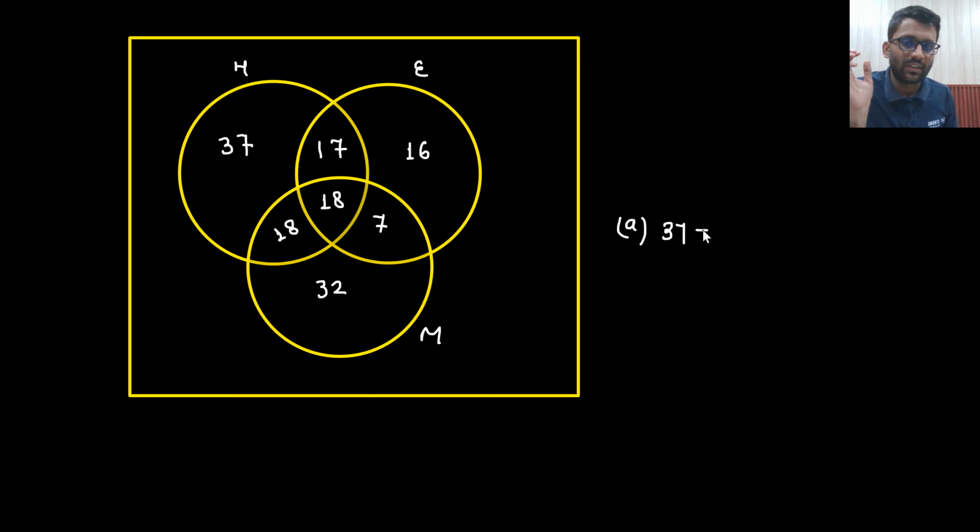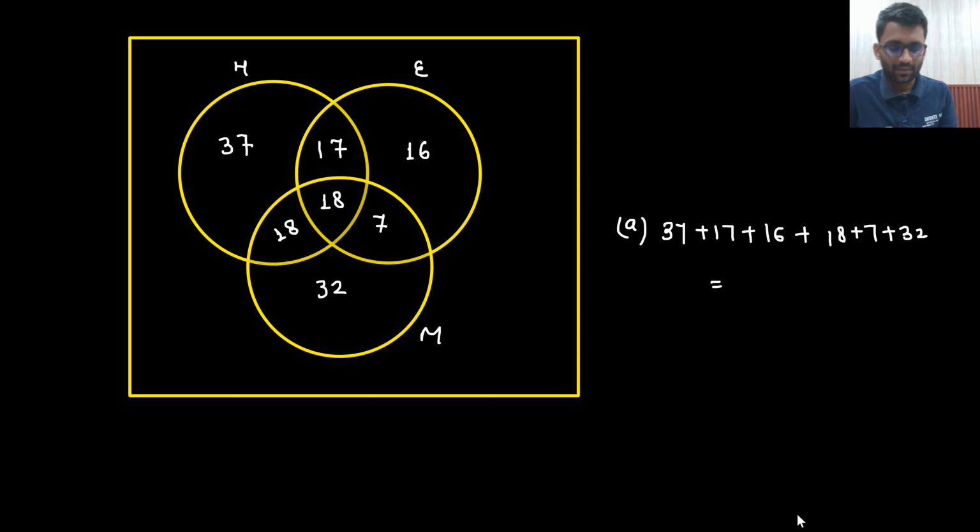That's it. 37 plus 17 plus 16 plus 18 plus 7 plus 32. These guys are reading 3, so this should not come. At most 2 they are asking, so all these can come. Okay, so you can calculate it. I will better use a calculator rather than believing my calculation, because I make a lot of calculation errors. 37 plus 17 plus 16 plus 18 plus 7 plus 32, that would be 127.